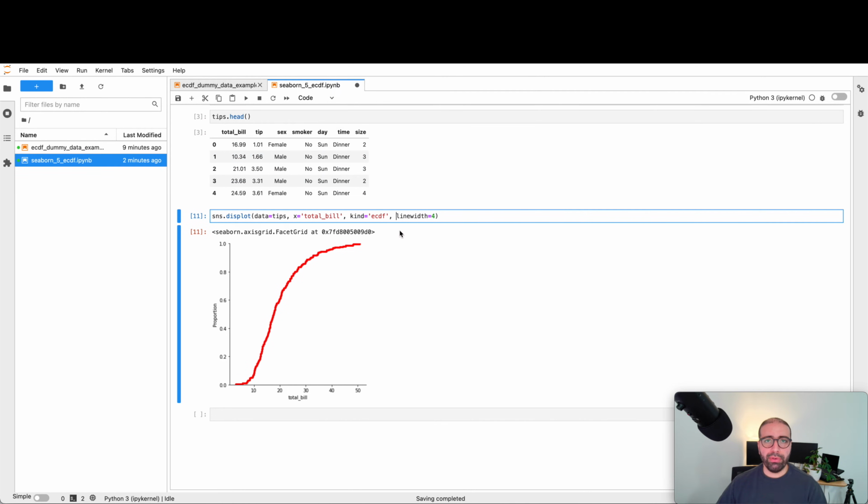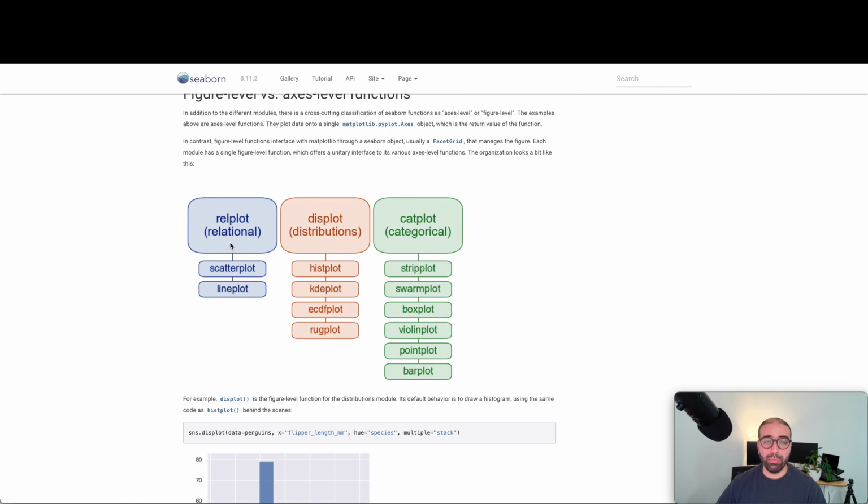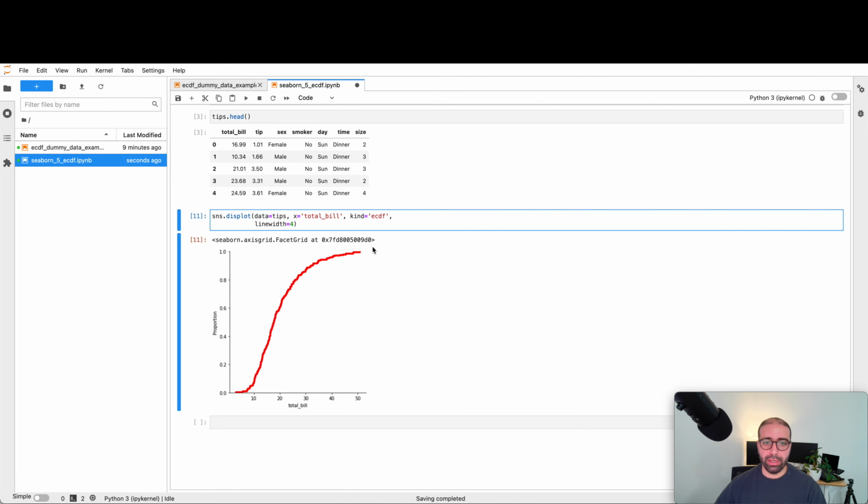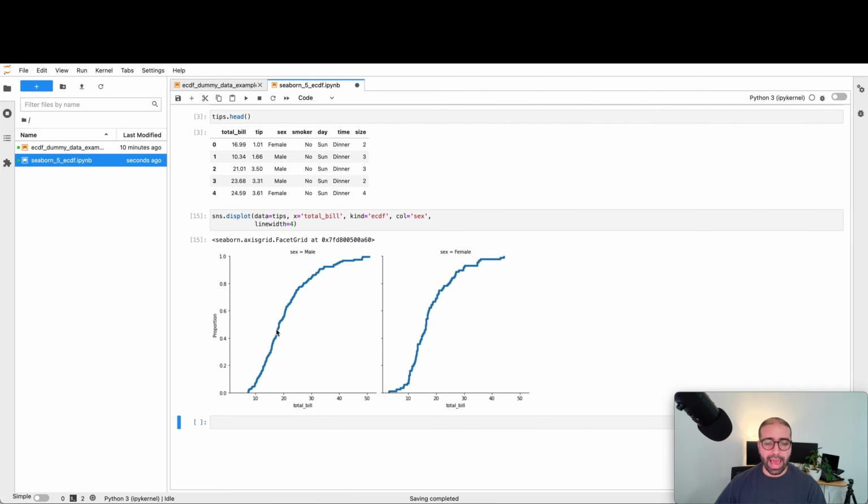If you've been following my previous videos, you will remember that these top level functions of Seaborn are really cool because you can easily use one line of code and produce several plots. Let's move the line width to the second line because I don't want it to be up there. And I want to say, I want you to make 2 columns of plots, and I want you to separate them based on sex. So now I have an ECDF plot for the male population, and I have an ECDF plot for the female population.